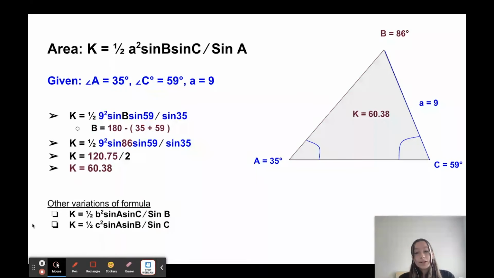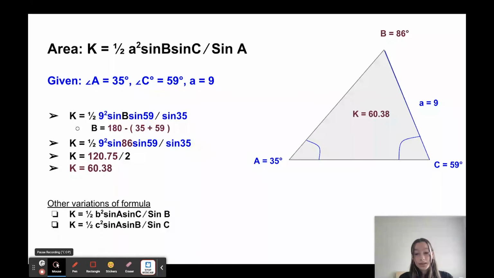The area equation in this case is area equals 1/2 a squared sine B times sine C divided by sine A. And we have the givens A equals 35 degrees, C equals 59 degrees, and a equals 9 again. When we plug in our givens into this equation, we get that area equals 1/2 9 squared sine B times sine 59 over sine of 35. We know that B is 180 minus the sum of 35 and 59.